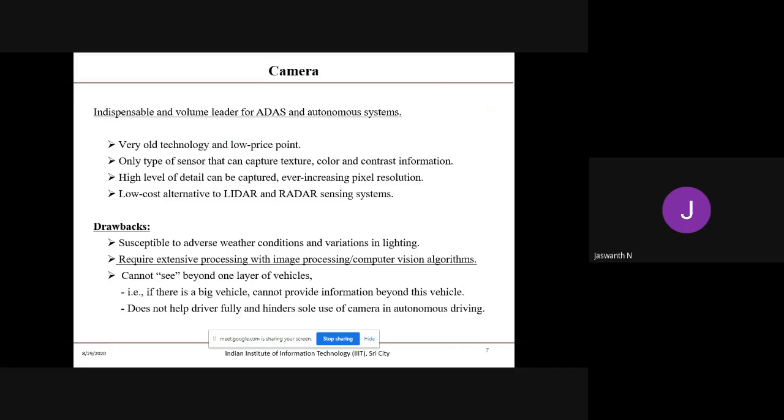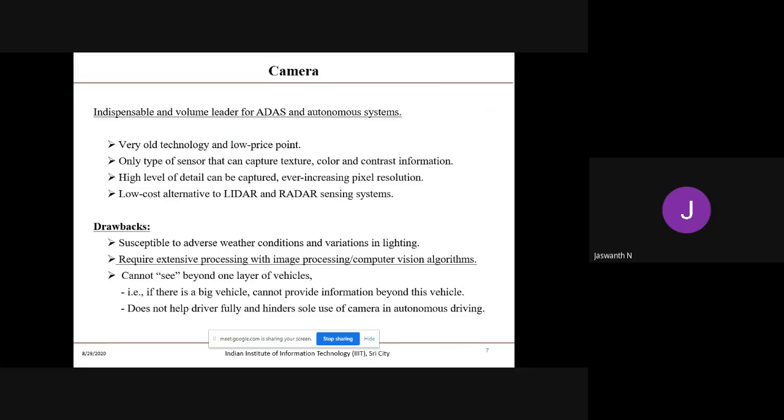However, even though it has these benefits, there are a few drawbacks. Camera-based sensing mechanisms do not perform well, especially in weather conditions like fog, snow, or rain, and also when there are huge variations in lighting conditions like reflector beams or even illumination conditions, etc. Apart from this, camera-based sensing mechanisms also require extensive image processing or computer vision algorithms, and also a huge amount of computing resources.